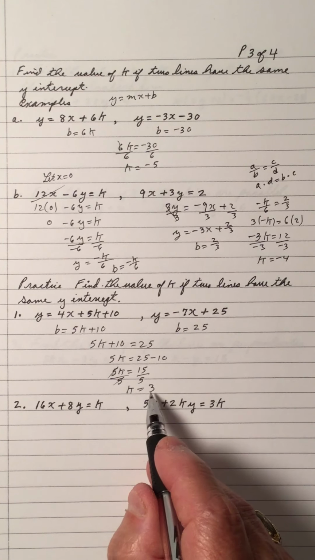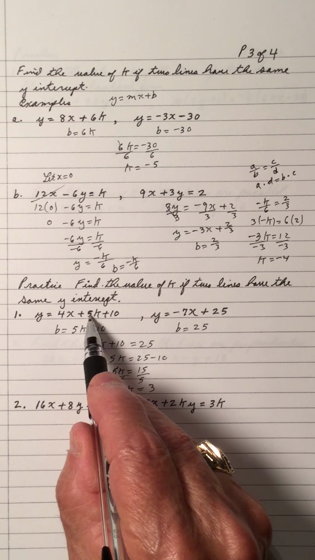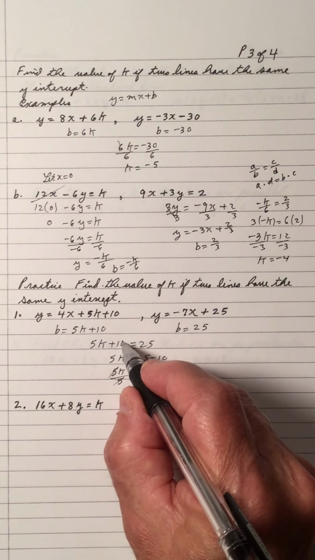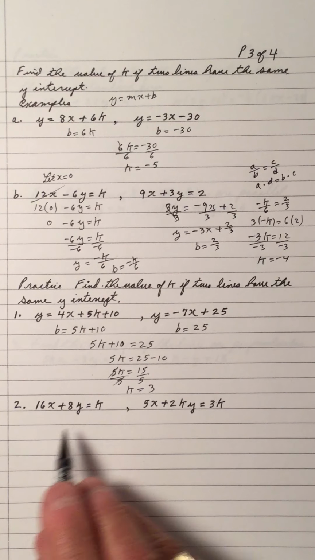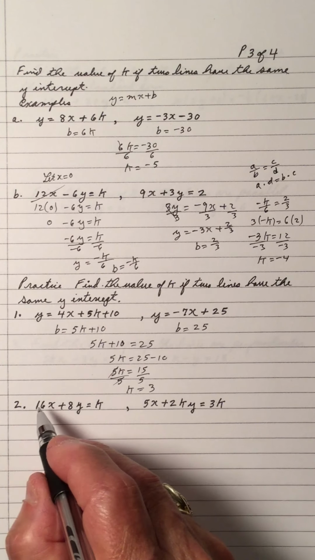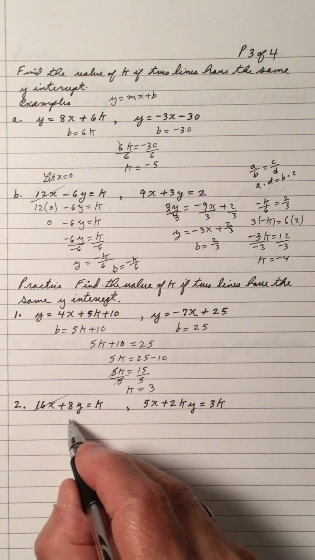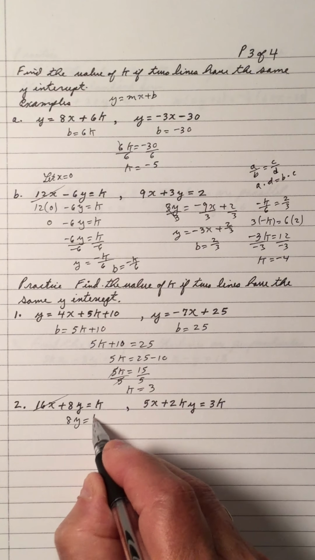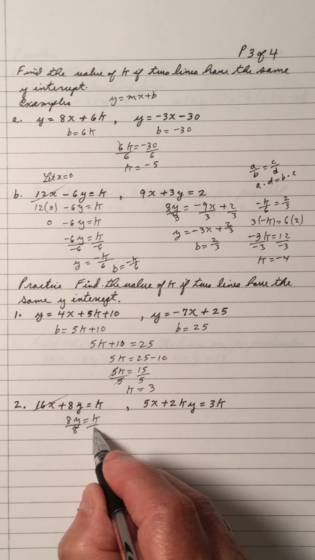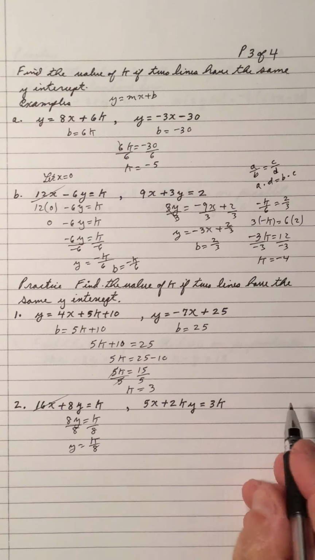So just check. It's easy to check here. 3 in the place of k. 5 times 3 is 15, plus 10 is 25. So we have the same y-intercepts. Number 2, we want the y-intercept here. So the fast way is cross out that y, because I'm letting x equal 0. So 16 times 0 is 0. So 8y equals k. And that means I divide by 8. So y is equal to k over 8.